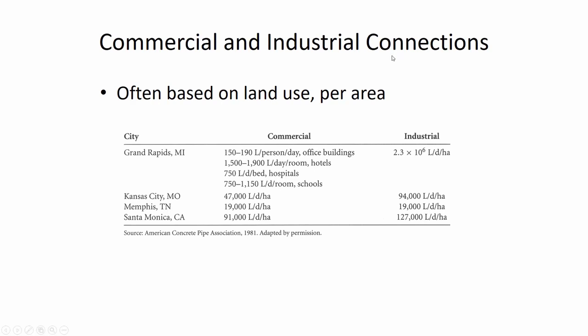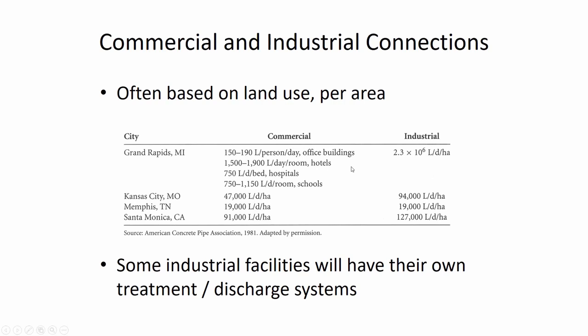Commercial and industrial connections are similar in a way, where there can be a huge amount of variation in what the expectations are, how much wastewater you should be prepared to accept in a sewer per area. You'll see here in Santa Monica, California, they're saying expect 91,000 liters per day per hectare of commercial space, and then it can be much lower in other places. And so you just have to be familiar with what the requirements are.